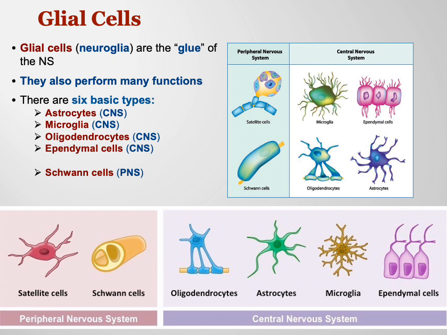And Schwann cells, found only in the peripheral nervous system, make myelin sheaths in the PNS. And satellite cells provide structural support and also regulate ions and things, also only in the peripheral nervous system.